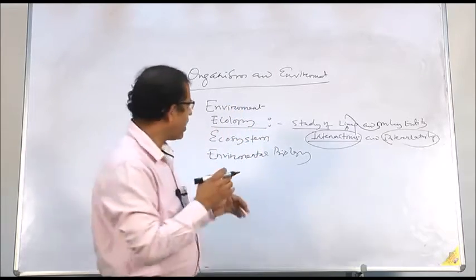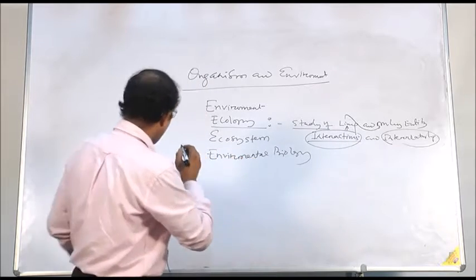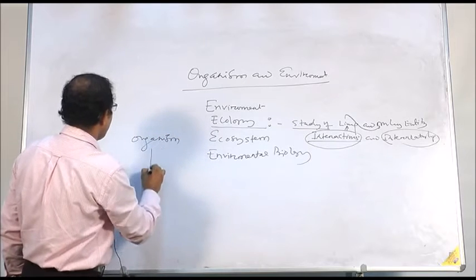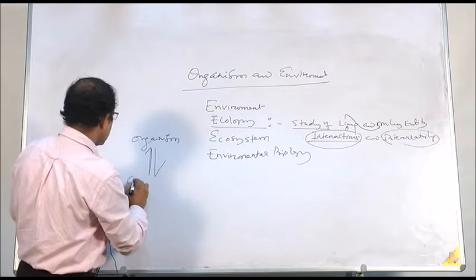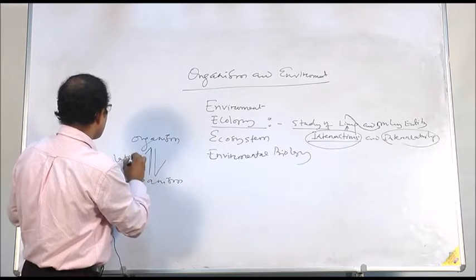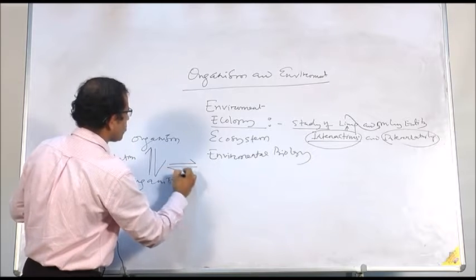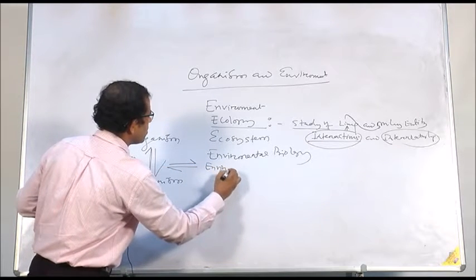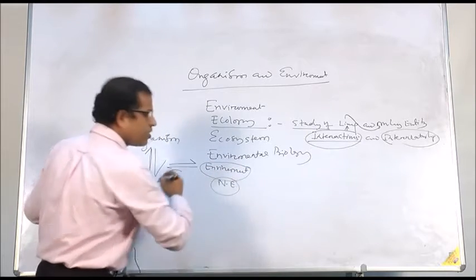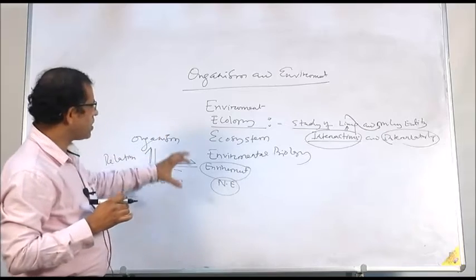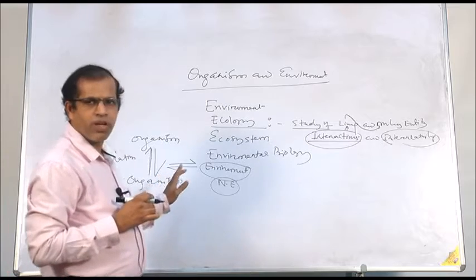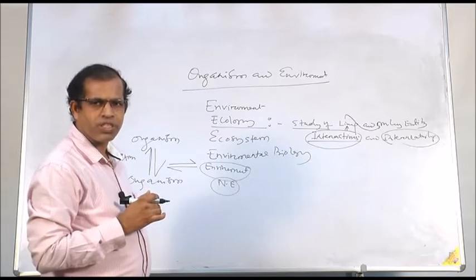How? Suppose one organism is there, so there will be an interaction and relationship between this organism and other organisms. And this organism will also interact with the environment, that means with the non-living entities. So this is how we can understand ecology. I will come later to the detailed concept of these things.